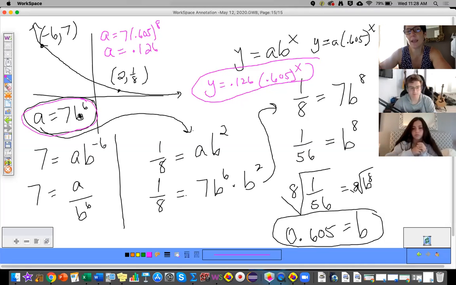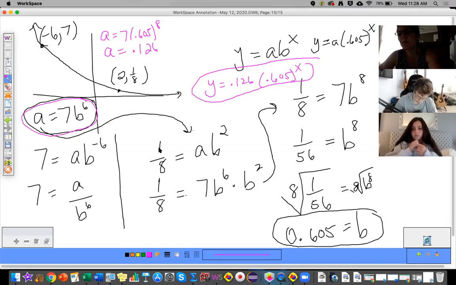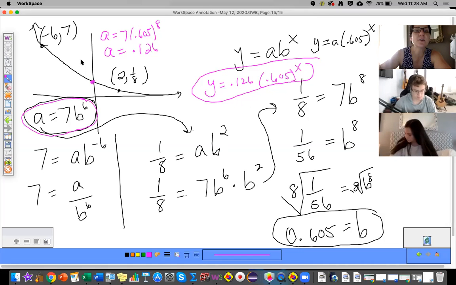Do you remember, when you were doing systems of equations for linear functions, we always looked for something where you could just plug it back in where it's super easy. So this number right here, I know that this is 0.126. That I know. Okay.